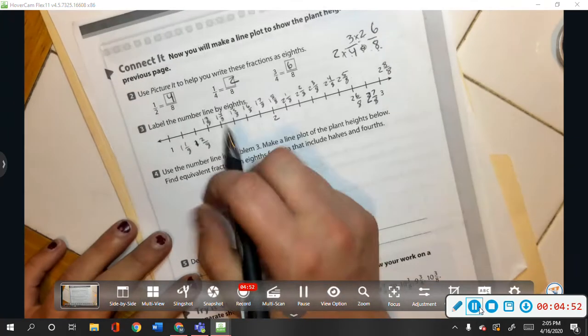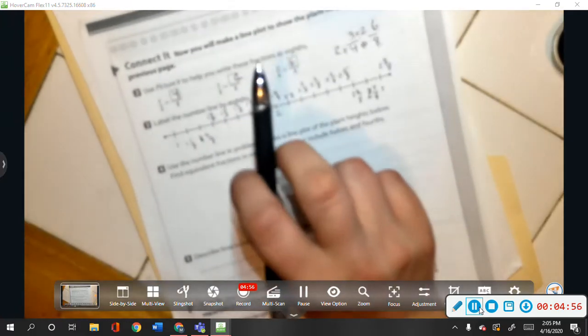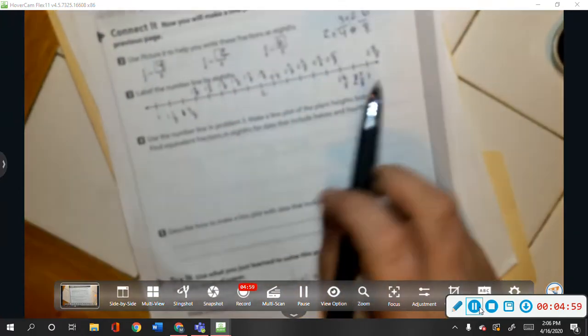Okay, so I went through and I went ahead and I numbered the number line. This was kind of hard because I didn't have a lot of room to write. So if you're having a hard time with it, so did I. I hate writing small.